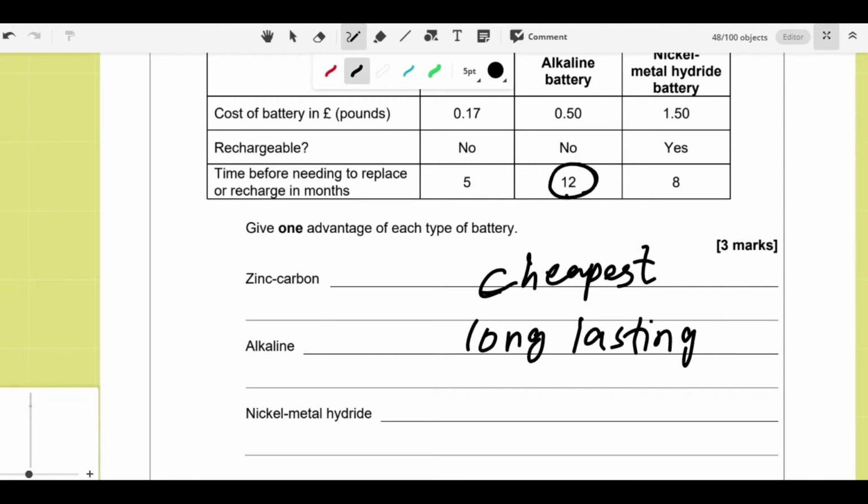Okay, and for the nickel metal hydride, you can see that it is rechargeable.